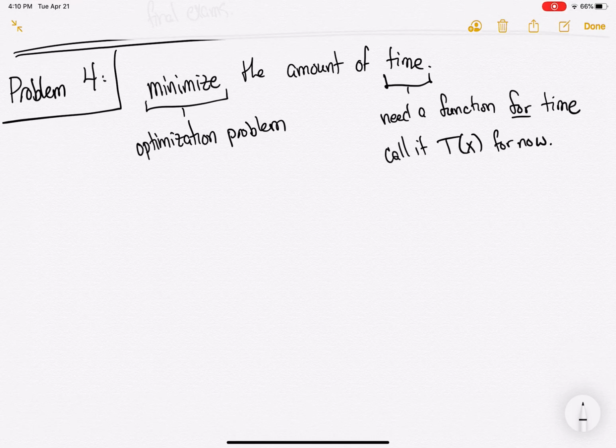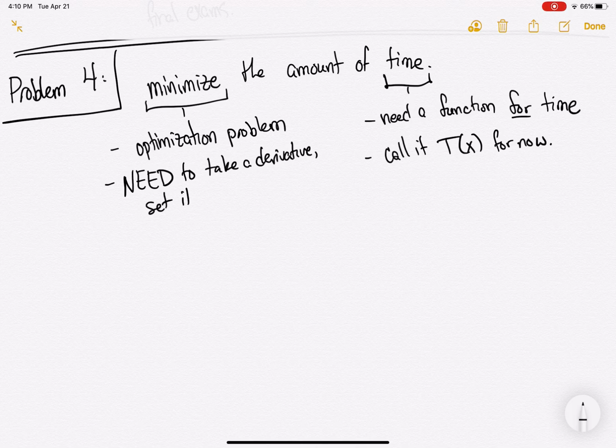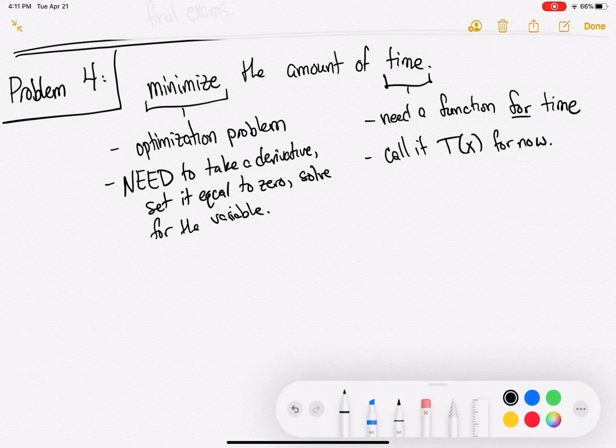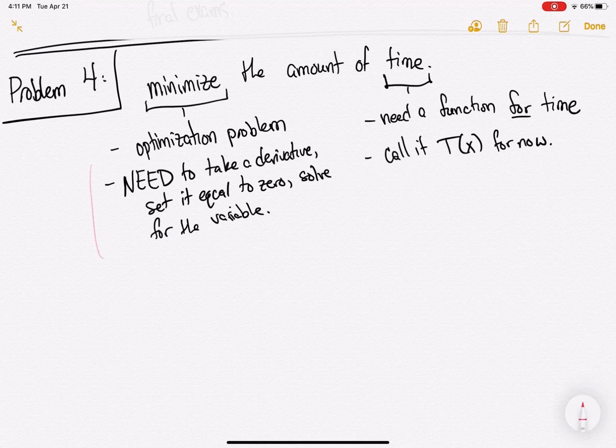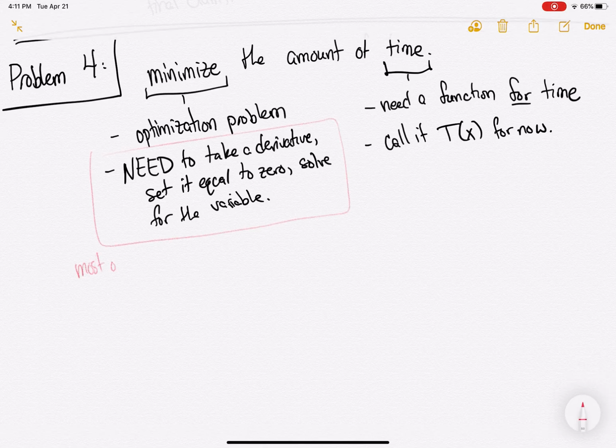In an optimization problem, you guys better not forget this. You need to take a derivative, set it equal to 0, solve for the variable. Okay, most of your points are going to come from that. I'm going to write that down again. This is a good test-taking tip. Most of the points I give on these problems come from this. So do it.